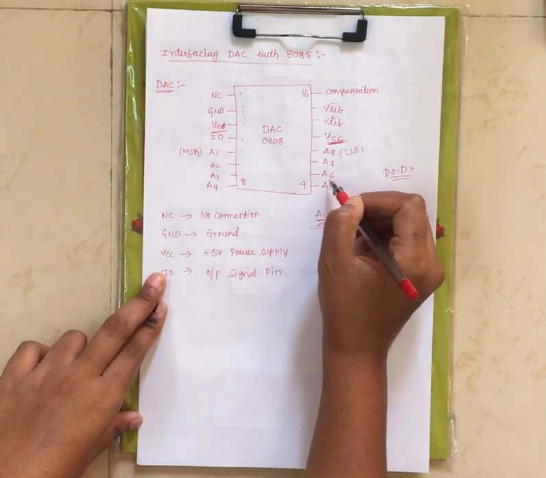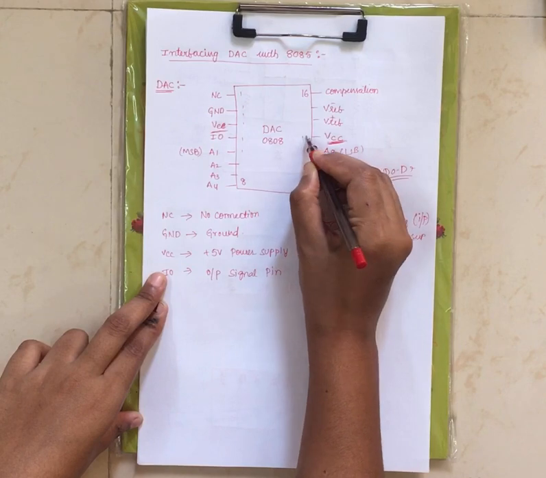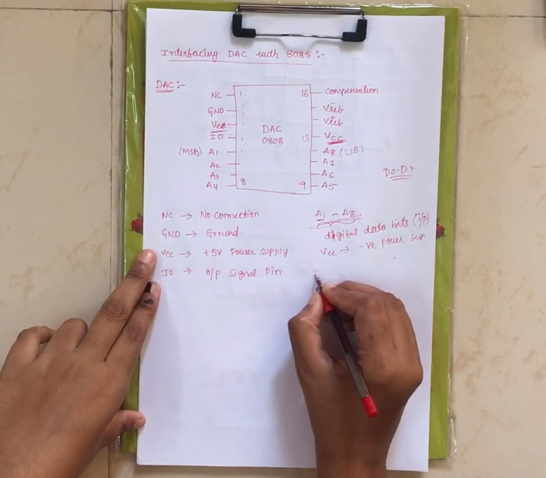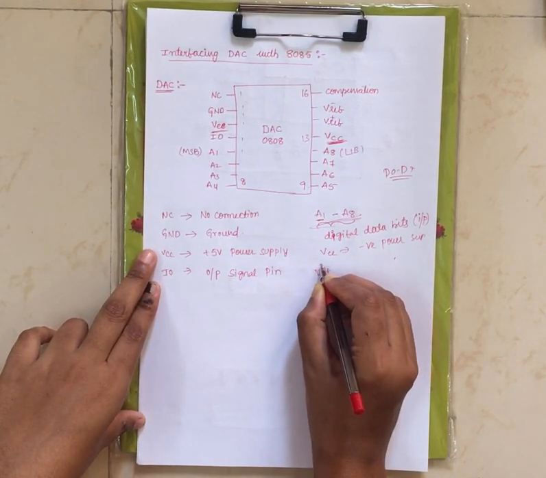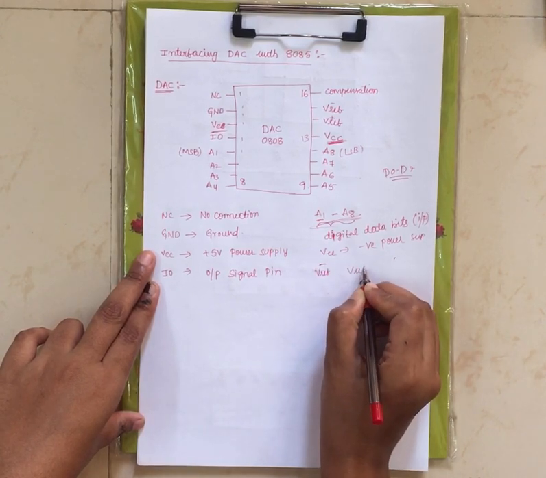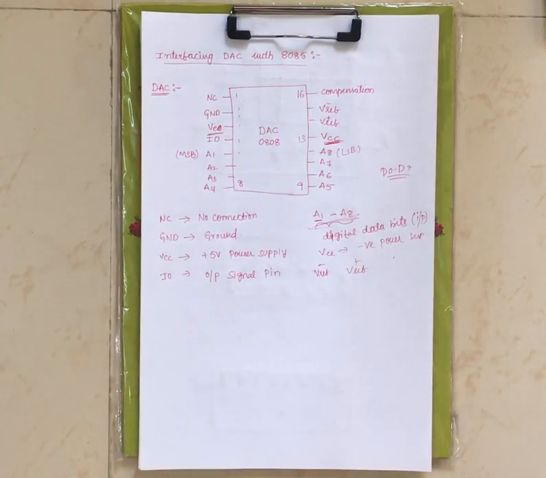And this is the 13th pin. The 13th pin is your VCC, where plus 5 volts of power supply is provided. Next we have the reference voltages, negative as well as positive, provided at the 14th pin and 15th pin.